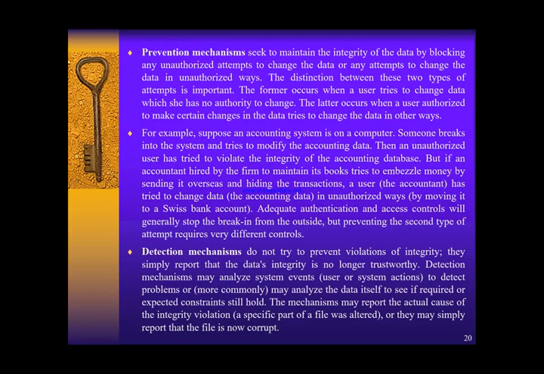For example, suppose an accounting system is on a computer. Someone breaks into the system and tries to modify the accounting data. Then an unauthorized user has tried to violate the integrity of the accounting database. But if an accountant hired by the firm to maintain its books tries to embezzle money by sending it overseas and hiding the transactions, then a user, the accountant, who has the right to change the accounting data, changes it in unauthorized ways by moving money to a Swiss bank account. Adequate authentication and access controls will generally stop the break-in from the outside. But preventing the second type of attempt requires very different controls. So this is the best example for a prevention mechanism.